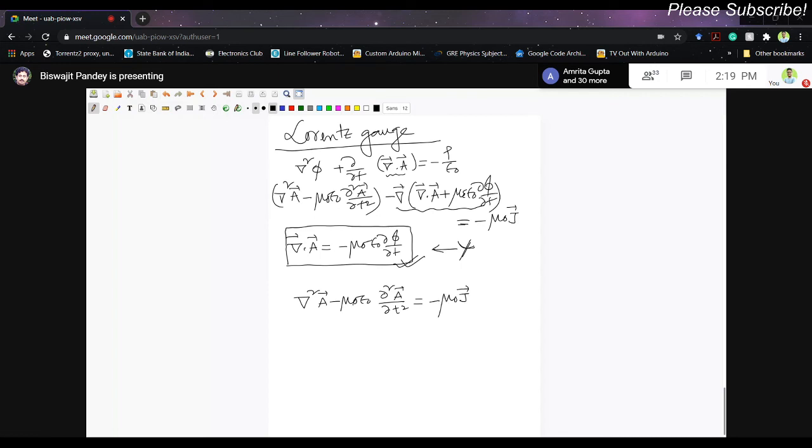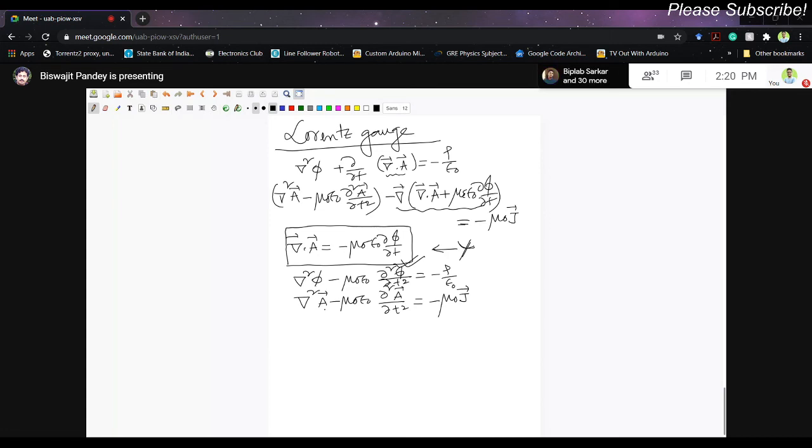What about the first equation? If I put divergence of A equal to minus mu naught epsilon naught del phi del t, what do we get? We get Laplacian of phi minus mu naught epsilon naught del squared phi del t squared equal to minus rho by epsilon naught. You see there is nice symmetry in the two equations, right?